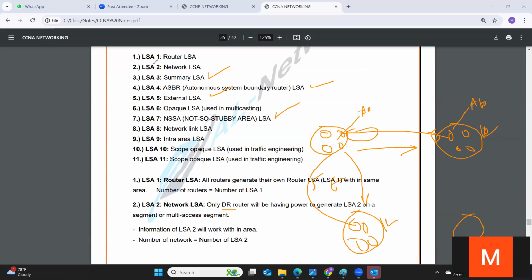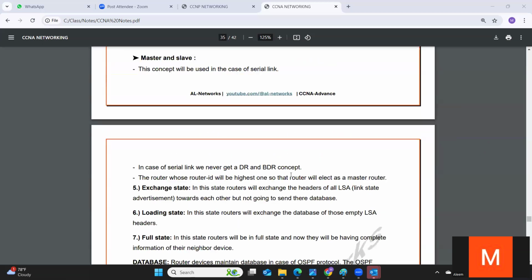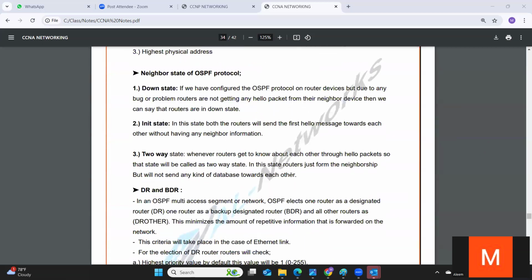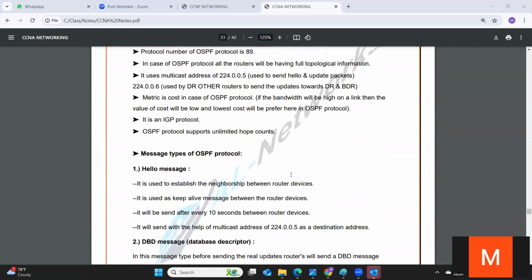In real time we use mostly LSA 1, 2, 3, 4, 5, and 7. These are all OSPF concepts. If you have any queries, ask me. If you don't have any questions, then we'll move to the lab.